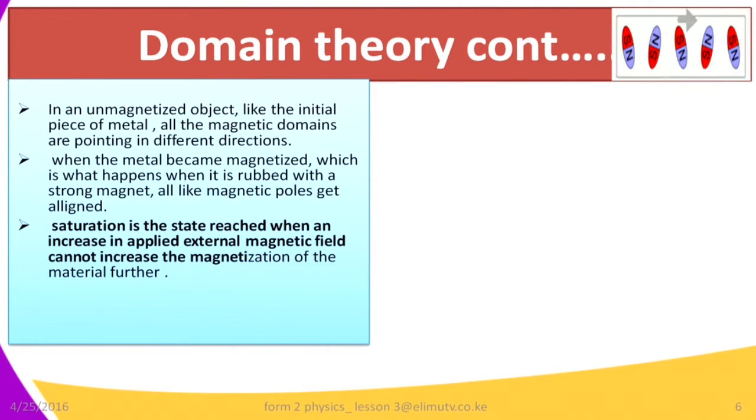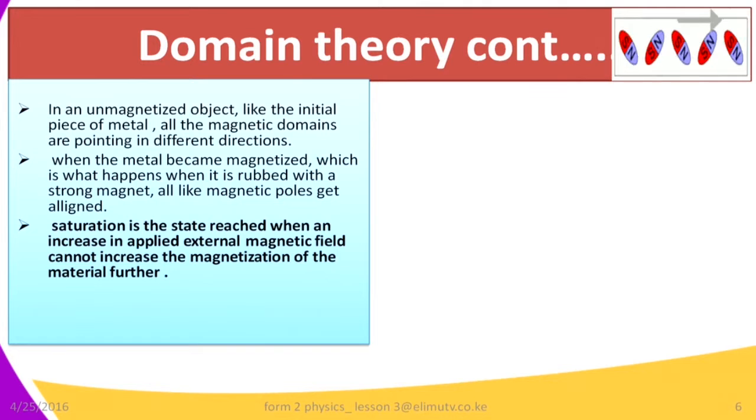And when we pass current in the same magnetized material, then we attain what we call magnetic saturation. Saturation is the state reached when an increase in applied external magnetic field cannot increase the magnetization of the material further. So you continue increasing the magnetic force to a material that has already been magnetized. It doesn't matter how many times you do it, but because all the dipoles have already been aligned, the materials are not going to be aligned any further because they have reached the magnetic saturation.